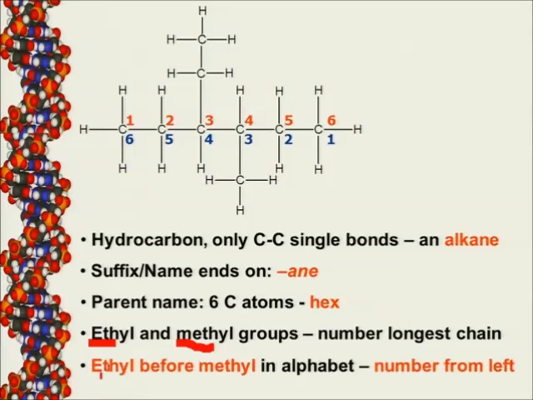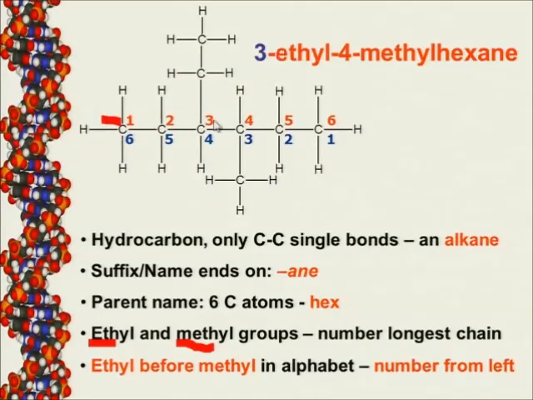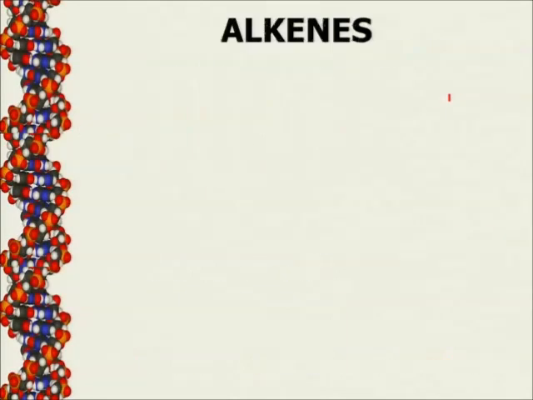And then we check alphabetically. We said E comes before M, and therefore E has to have a lower number. We'll count from left. We'll take the red numbers there. And then at carbon number 3, we've got ethyl. At carbon number 4, we've got methyl. And then the parent name is hexane. So that is how you name your compounds. If you are given the structure and they say give the IUPAC name, that is how you must name the compound that is given to you.